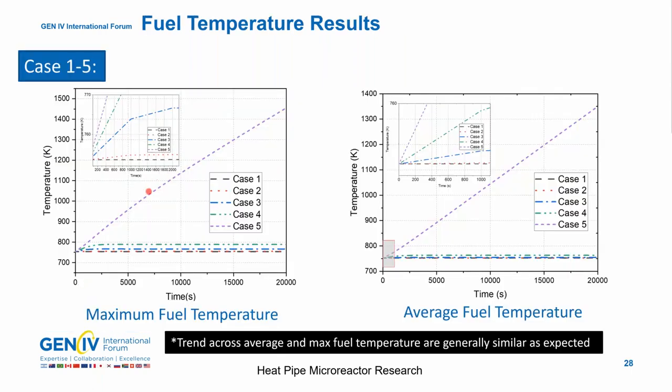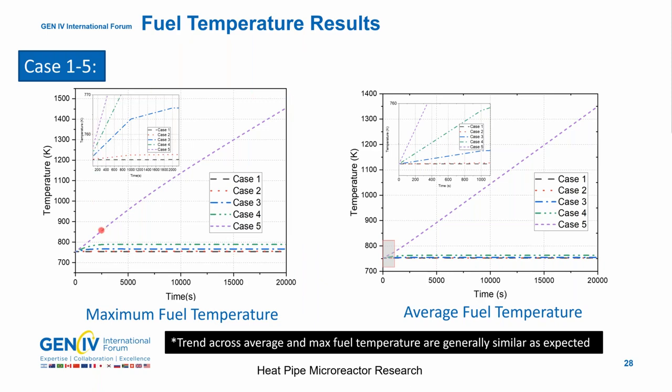And then we come to the calculation results. The first result we want to check is the maximum and average fuel temperature. As we can see here, on the pink line, when all heat pipes fail, the temperature increases to a very high value, over 1400 Kelvin, almost 1500 Kelvin. That is much higher than the melting temperature of stainless steel, and of course it threatens the integrity of the heat pipe microreactor system.